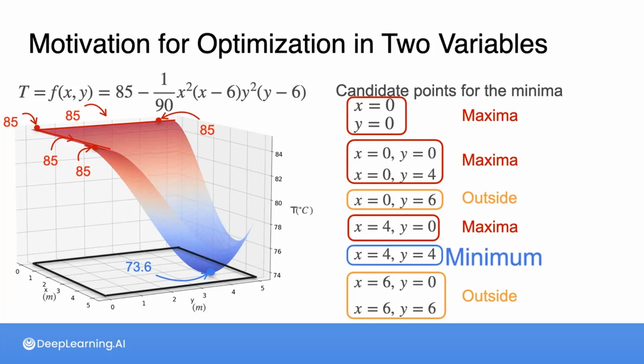So as you can see, just like we did for one variable, you set the derivative equal to 0. That gives you a bunch of candidates and then you check them individually. Over here, we simply set both derivatives equal to 0 and get a lot of candidates and then check them individually.